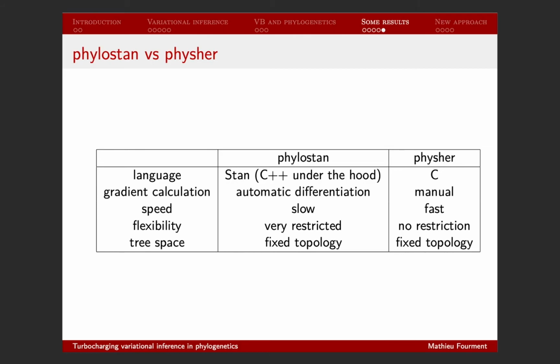In physher, there's no restriction. It's my code. I know what to do. I know where to change anything. So that's quite easy. And the tree space, that's a big problem for both of them. They just work on fixed topologies. So it would be nice to have the speed of physher, the gradient calculation of phylostan, the flexibility of physher.